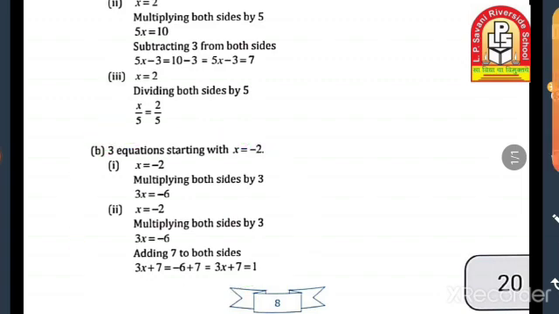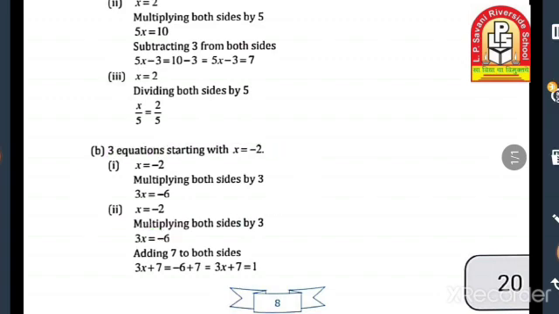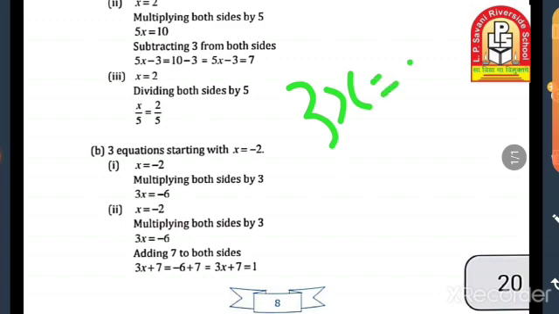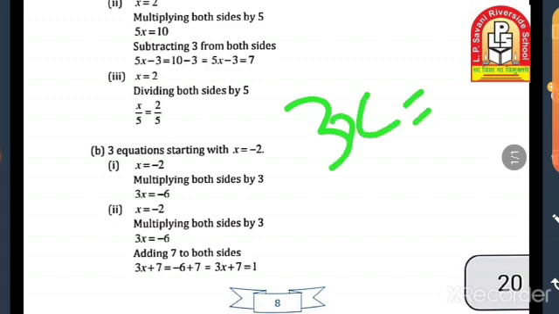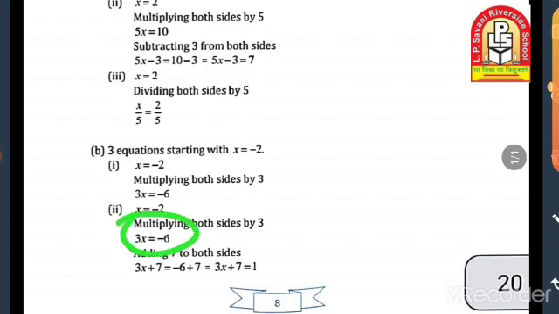Okay, let's take one from that. Here I take x is equal to minus 2 for that. So x is equal to minus 2, multiply both sides by 3. Here I just multiplied x with 3 and minus 2 with 3. So 3x is equal to minus 6 at both sides. So here you can find the equation 3x is equal to minus 6.